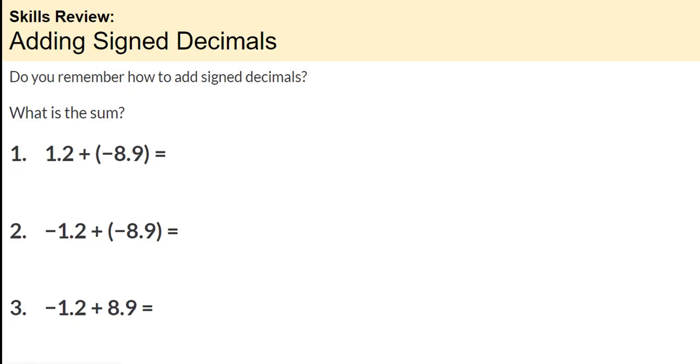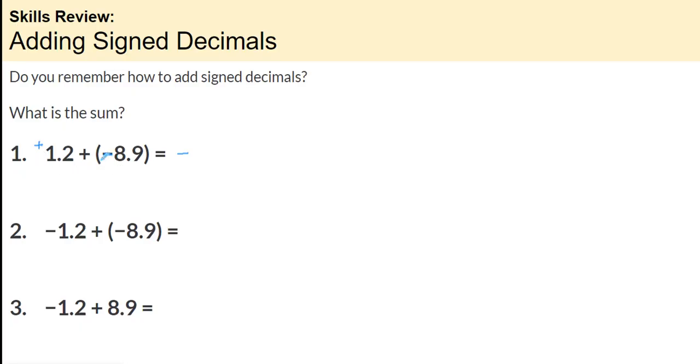All right, let's look at question 1. Is your answer to question 1 going to be positive or negative? If you said negative, you are correct. The reason being is I have one positive and one negative, right? So when we have different signs, we pick the absolute value with the bigger sign, or we just pretend the signs aren't there. Which one's the bigger number? 8.9 is bigger than 1.2, so your answer is going to be negative, right?